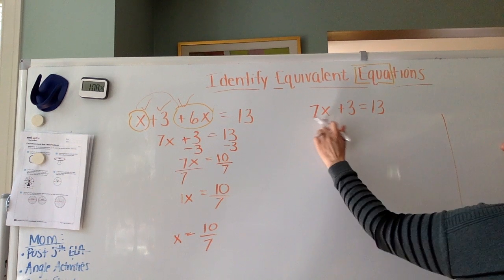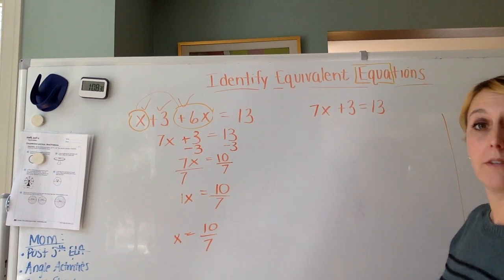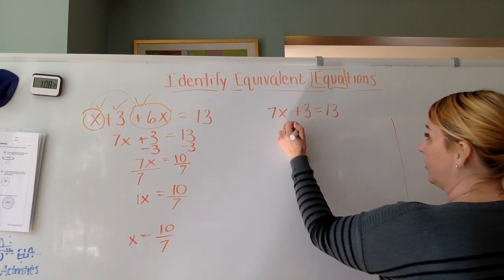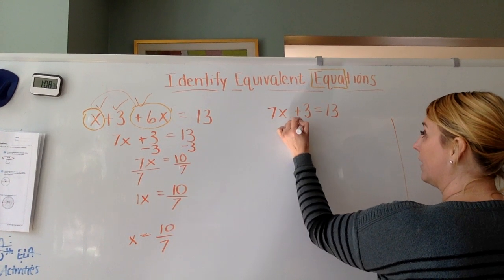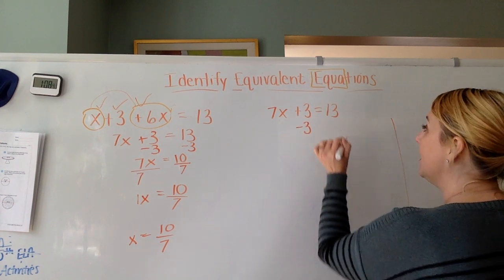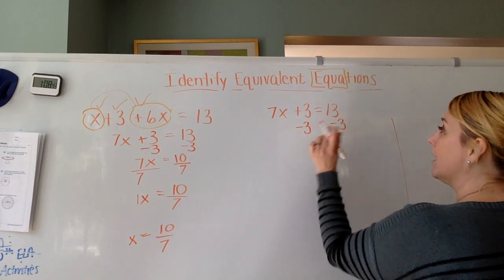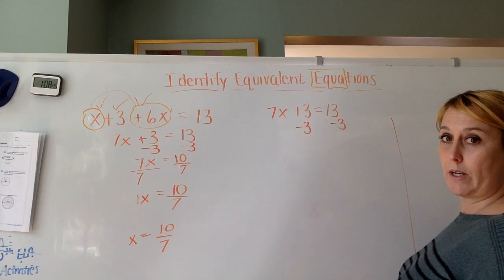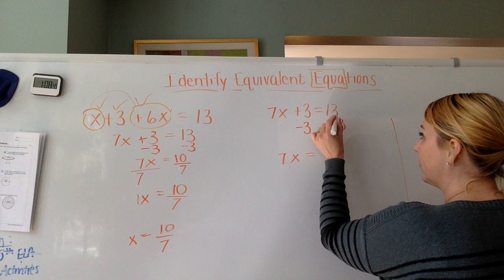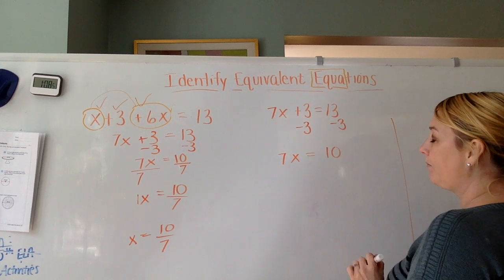So I'm trying to isolate the variable. So I want to get rid of everything else that's on the same side as the variable. So I'm going to say plus 3. Well, then to get rid of plus 3, I do the opposite, meaning I subtract 3. But if I subtract 3 on the left, I've got to do it on the right. Then I rewrite my step. 7x equals 13 minus 3 is 10.